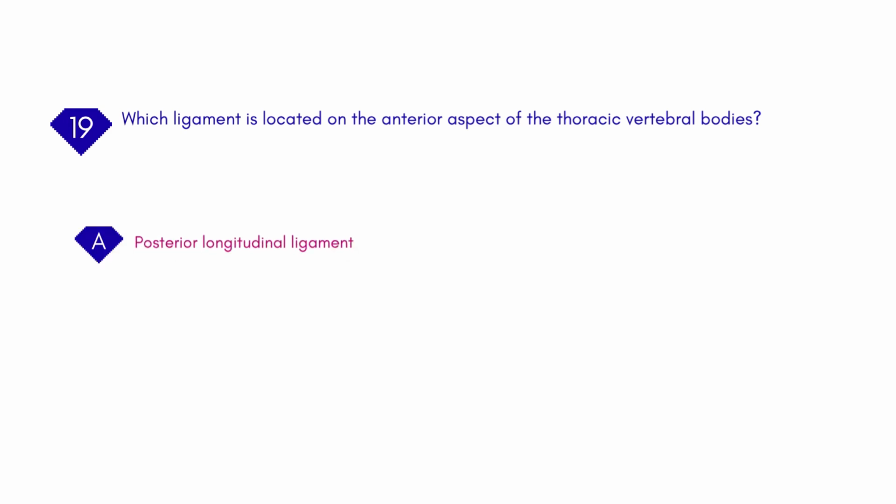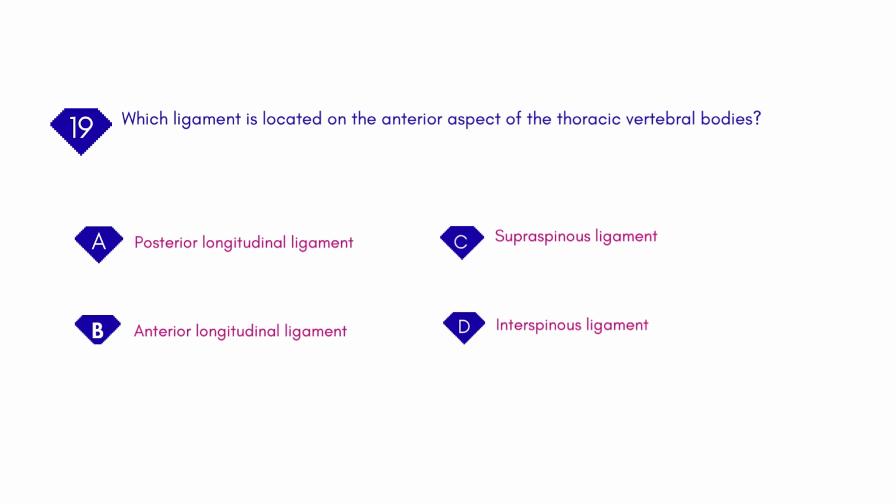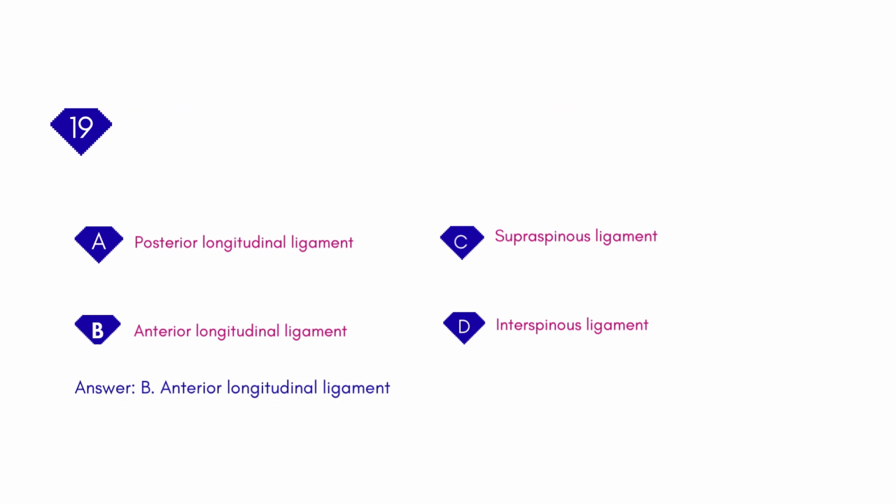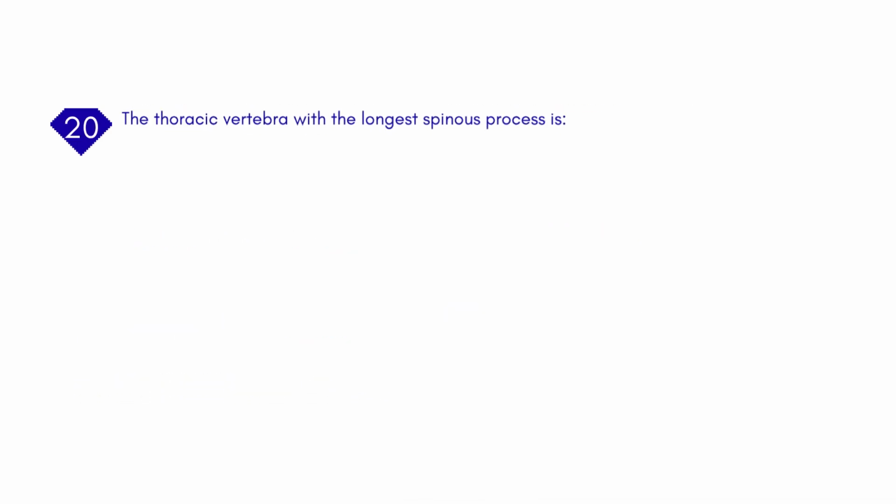A. Posterior longitudinal ligament. B. Anterior longitudinal ligament. C. Supraspinous ligament. D. Interspinous ligament. Answer: B. Anterior longitudinal ligament. The thoracic vertebra with the longest spinous process is A.